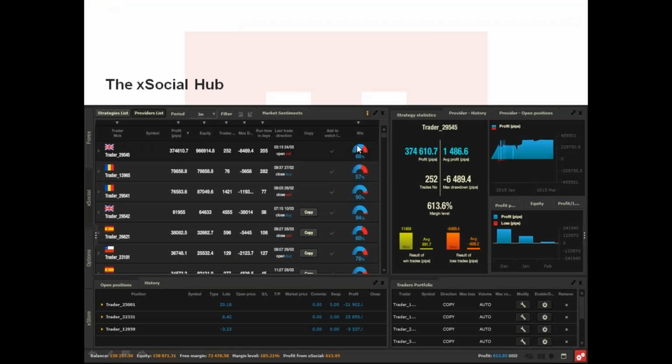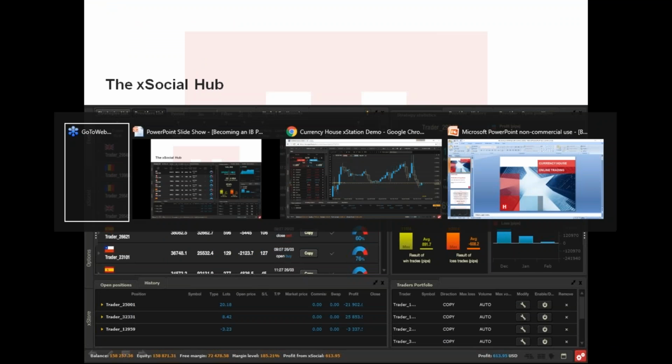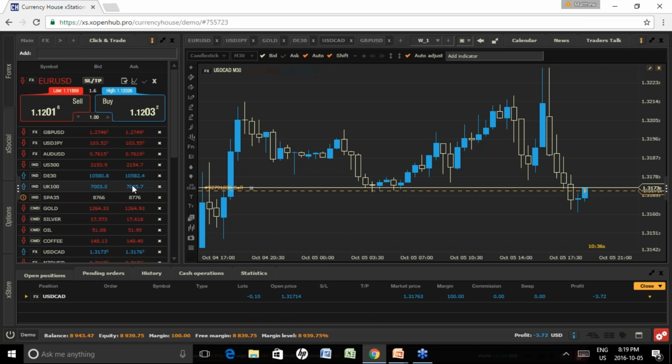So the next thing is X Social. X Social is a massively powerful tool. I know Welcome uses it all the time whenever he talks to his clients. It's very, very simple, X Social. Basically, to get to it, you just need to be on the platform and click on social right here. It's the next thing underneath Forex on the left-hand side of your screen.